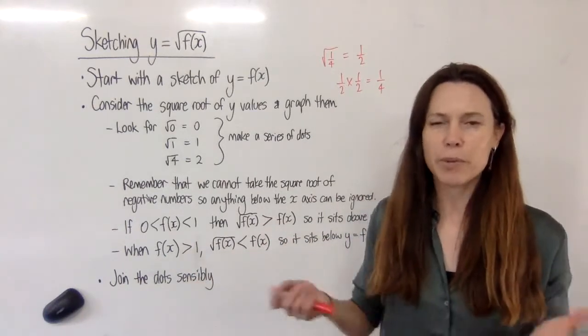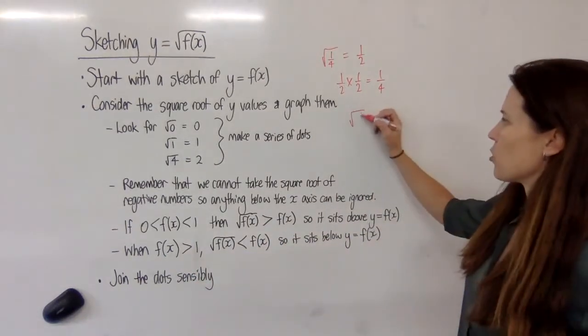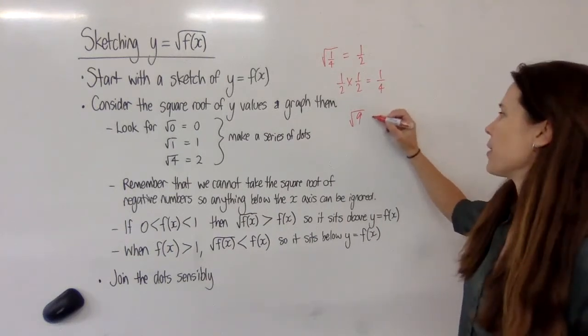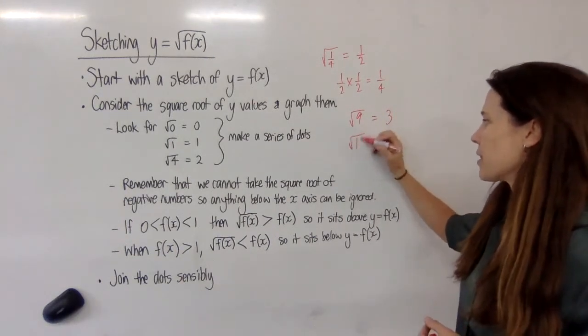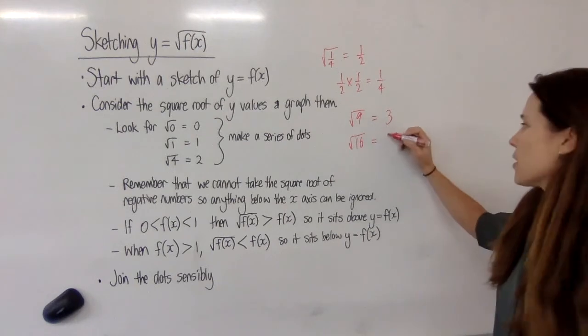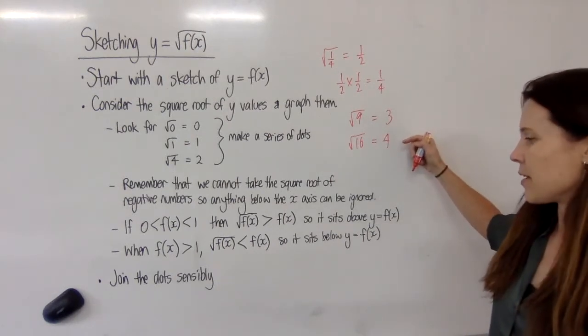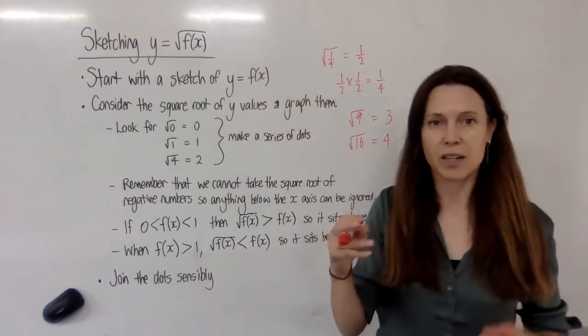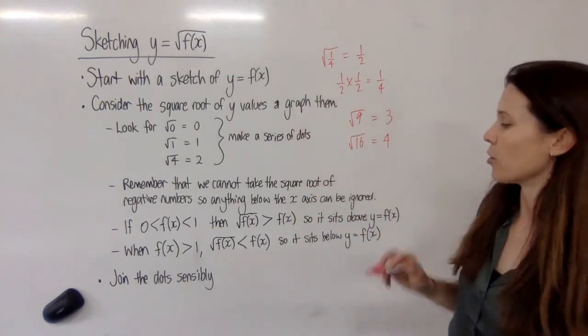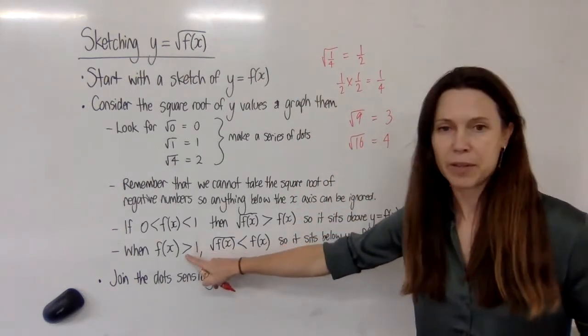Whereas once we have y values that are greater than 1, when you take the square root of bigger numbers than that, you always get a smaller number. I mean, you know this to be true. The square root of 9 is something smaller than 9. It's 3. The square root of 16 is something smaller than 16. It's 4. So that makes sense then that your new graph is going to sit below the original graph as soon as your y values are bigger than 1.